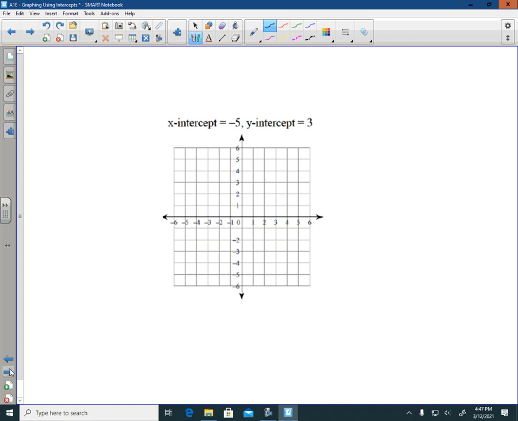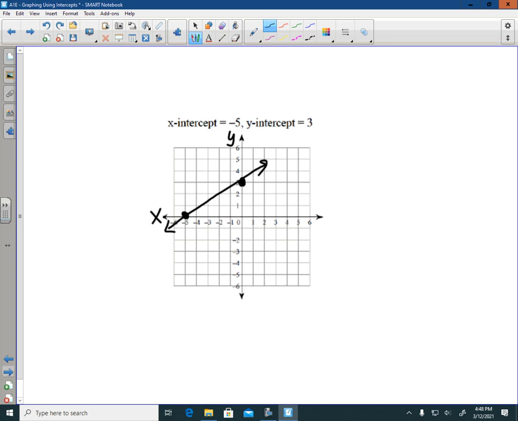So this says that the x-intercept is -5 and the y-intercept is 3. And so we know that this line crosses the x-axis at -5. Well, remember the x-axis is the horizontal one, and -5 is right here, so we know that point is on the line. Our y-intercept is at +3. Our y-axis is here, so all we need to do is find +3 on that y-axis and drop down a point because that's our intercept. And now all we have to do is connect those 2 points with a line, and that is done.